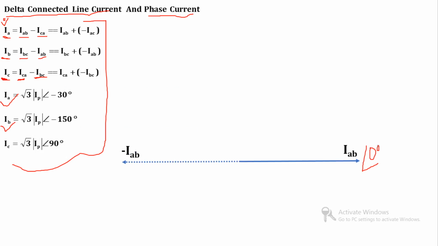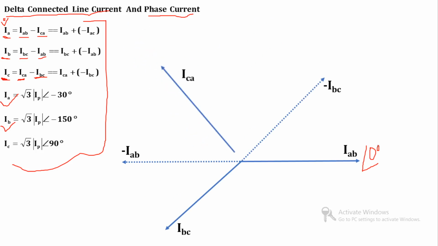So this is the vector minus IB, opposite of plus IAB. This is the vector IBC, and in the same way this is the vector minus IBC. This is the vector ICA, and in the same way this is the vector minus ICA. Now we are able to find the line current IA, that is the addition of plus IAB and minus IAC. Clear? So this is the vector IAB and this is the vector ICA or IAC.